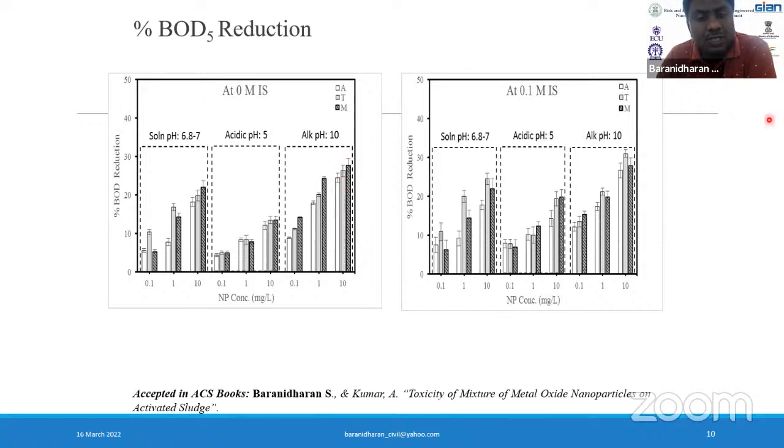Whereas for alkaline pH conditions, there was a greater impact by the mixture of nanoparticles than the single nanoparticles. So with respect to point one, as with the SOUR, similar results were expected, where the single nanoparticles at higher ionic strength outplayed the mixture's toxic effect.